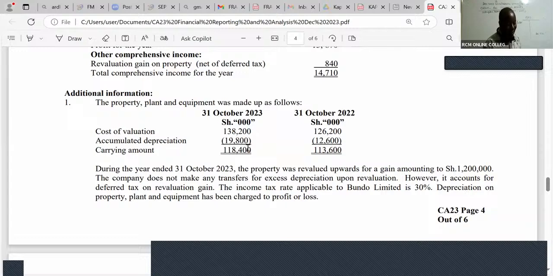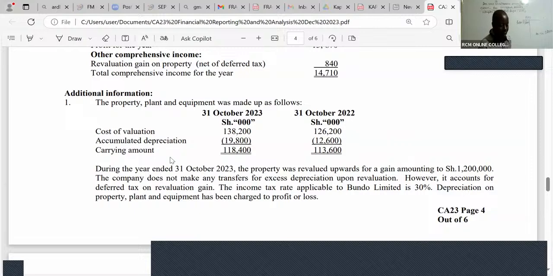Remember, you work with net book values. If you want to do your PPE very well, always work with your net book values. So we have 113,600, and then balance carried down 2023 is 118,400. And then, ladies and gentlemen, remember what makes these assets go up? It's either through revaluations or we purchase new ones.